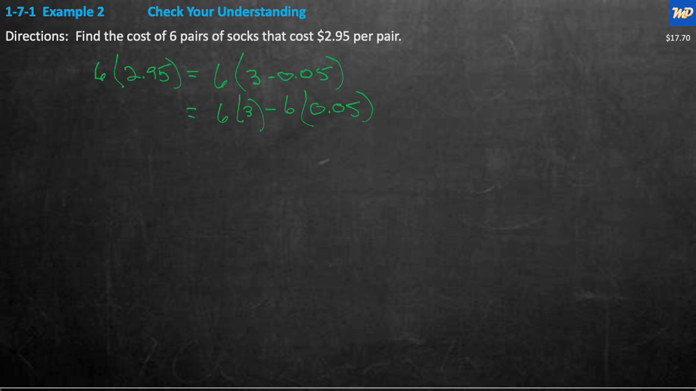Now we can do the multiplication. We're going to have 6 times 3 is 18, minus 6 times 5 is 0.30, 30 cents. And so the final answer then is what? Is 17 dollars, and a dollar minus 30 cents is 70 cents. So there's the answer to this, $17.70.